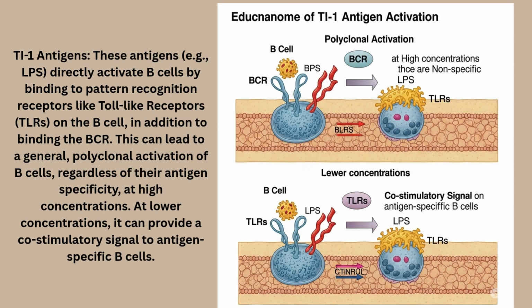TI-1 antigens. These antigens, e.g., LPS, directly activate B-cells by binding to pattern recognition receptors like toll-like receptors, TLRs, on the B-cell, in addition to binding the BCR. This can lead to a general, polyclonal activation of B-cells, regardless of their antigen specificity, at high concentrations. At lower concentrations, it can provide a co-stimulatory signal to antigen-specific B-cells.